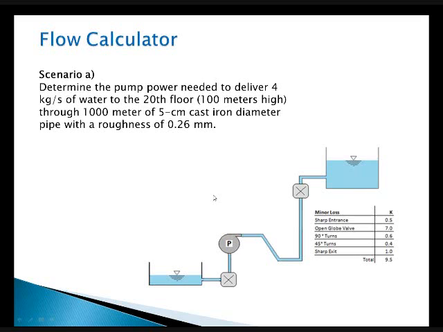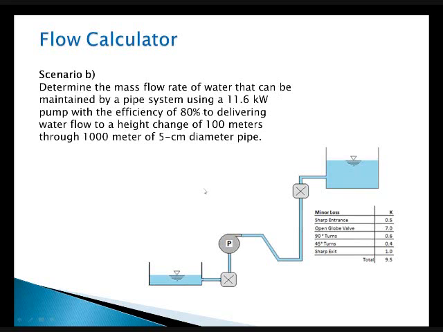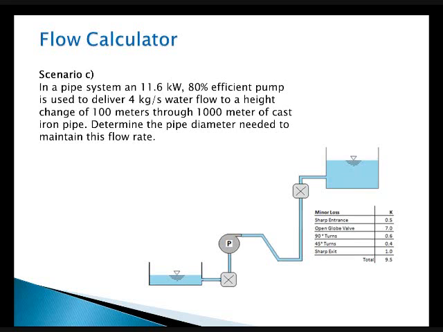The first thing is that you may want to see what kind of pump horsepower you need. So you run ThermoFlo with the pump horsepower unchecked, and it will solve it for you. And then let's say scenario B, that you know the pump horsepower, and you want to see the mass flow rate. So you enter the pump horsepower, and you uncheck the mass flow rate, and that will solve the mass flow rate for you. You could even see what kind of pipe diameter you need to get the water up, 4 kilograms per second, to the 20th floor. It will solve it for you.